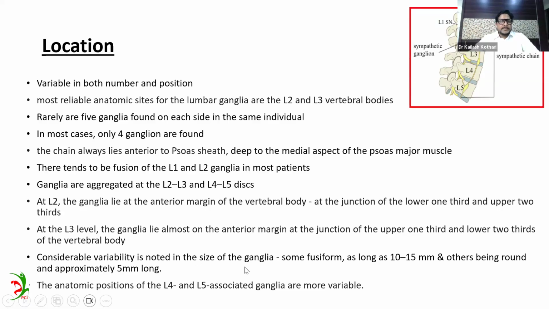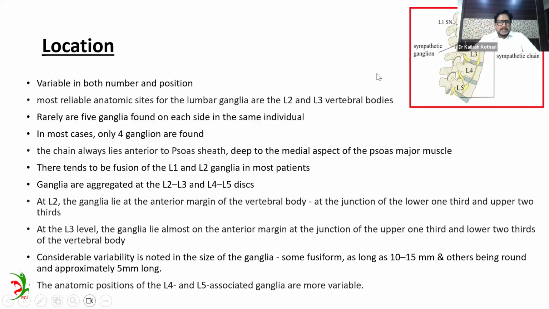Then at the L3 level, ganglia lie almost on the anterior margin at the junction of the upper 1/3 and lower 2/3. So at L2 it is on the lower side and at L3 it is on the upper part of the L3 vertebra. So when you are doing radio frequency ablation especially, this location is very important. Where to place our needle is very important. At L2 you place on the lower 1/3 and at L3 you place on the upper 1/3.